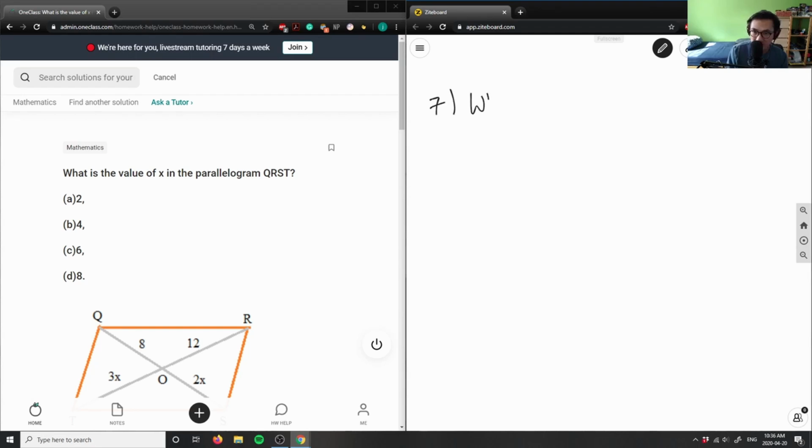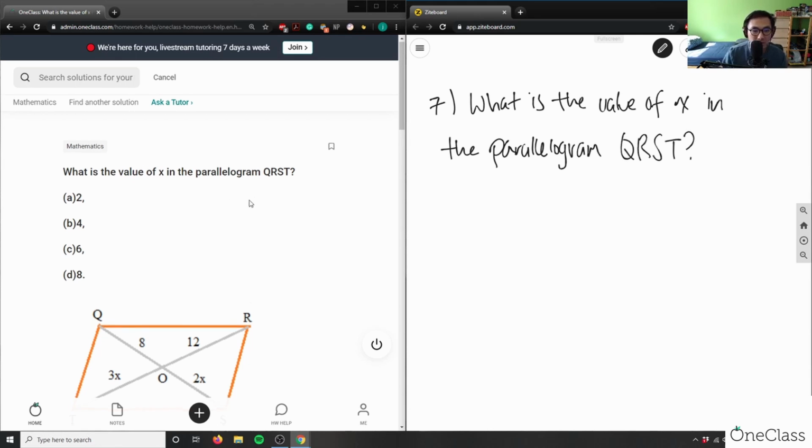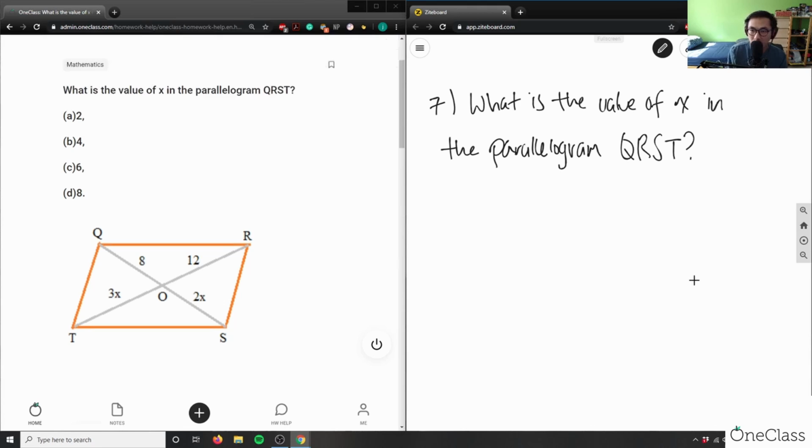So it's asking us what is the value of x in the parallelogram QRST. Let me draw this out for you as well. So QRST. This is a really bad parallelogram, but it will have to do for this one.